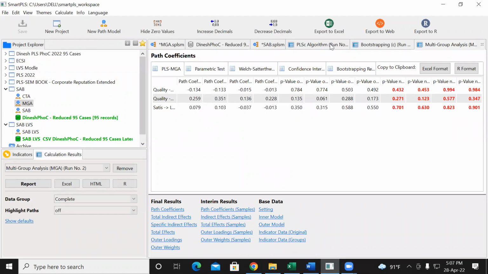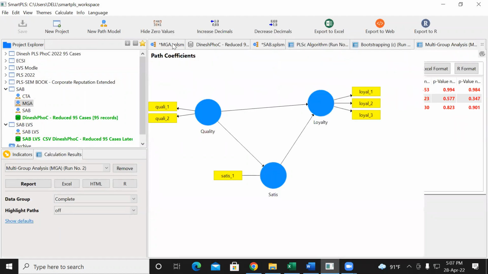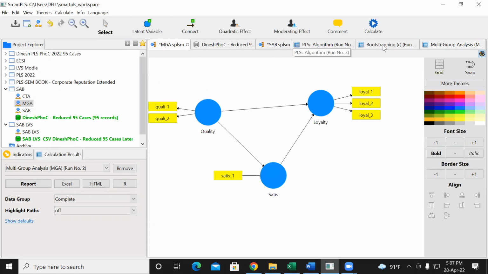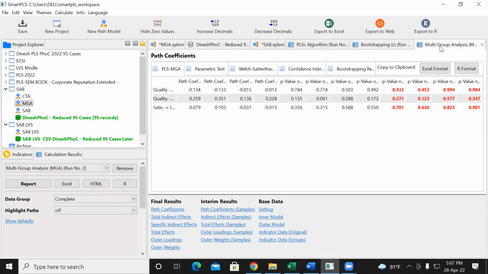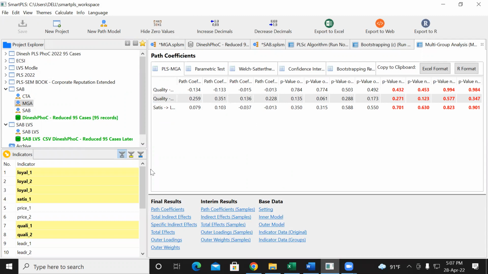Now there is no graph here, right? The important thing is this one, the multi-group analysis report. Remember, this is the one you have to use in the discussion and in the reports. Here you can see three important things: PLS-MGA, multi-group analysis, parametric test, and also bootstrapping. These are the three things mainly you have to look at.